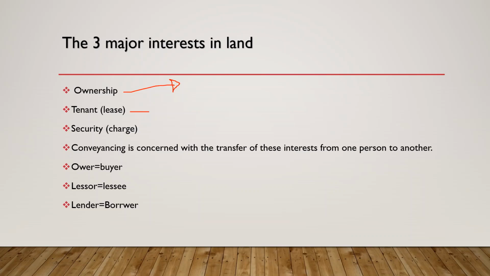And the last interest in land is a security or a charge. As far as security or a charge is concerned, maybe Rogers has borrowed money and he has given out a security. The proper definition of a charge is that this is an interest in land securing the payment of money, meaning that the bank will actually have an interest in Rogers's piece of land until he has paid the money that he borrowed from the bank. So it is very critical that you understand these three major interests in land because conveyancing is concerned with the transfer of these interests from one person to another.